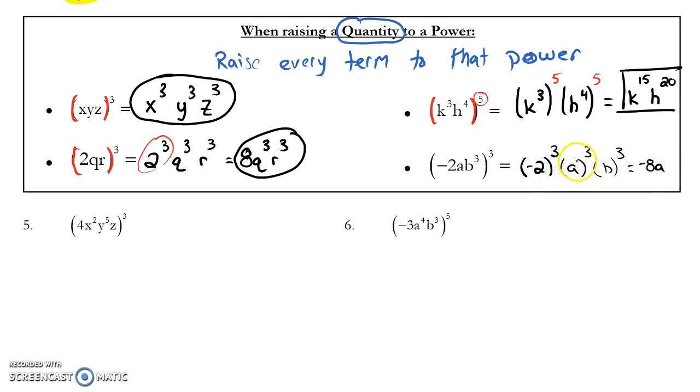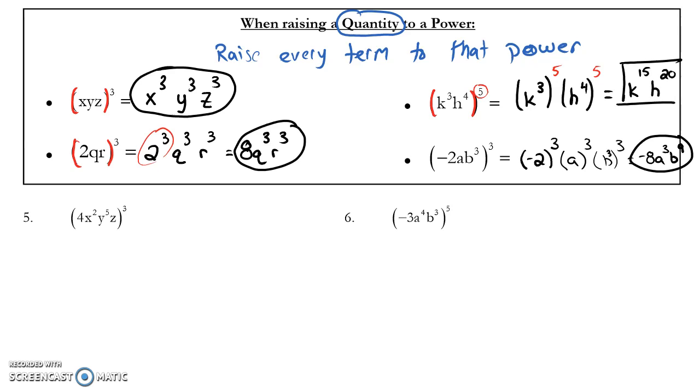In this case, it's a to the first to the third. 3 times 1 is 3. And then b to the 3rd to the third gives me b to the 9th. And for the last time on this video, go ahead, press pause, and try numbers 5 and 6, please.